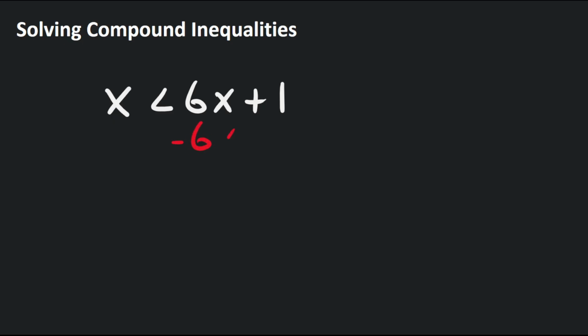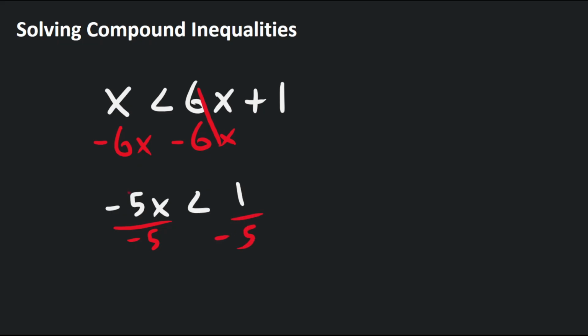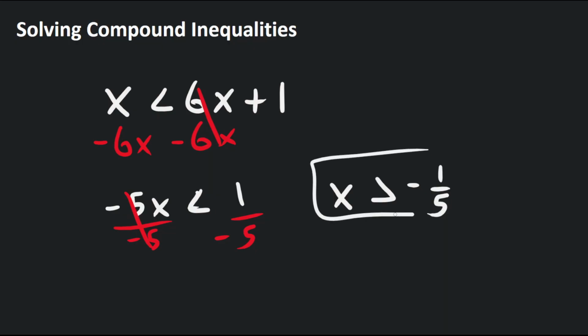We can just subtract 6x from both sides to isolate that x. And we have x minus 6x, that's negative 5x, less than 1. And then we can go ahead and divide both sides by negative 5. And then remember, we're dividing both sides by a negative number. So we have to flip that inequality from less than to greater than. So this is x greater than negative 1 over 5.